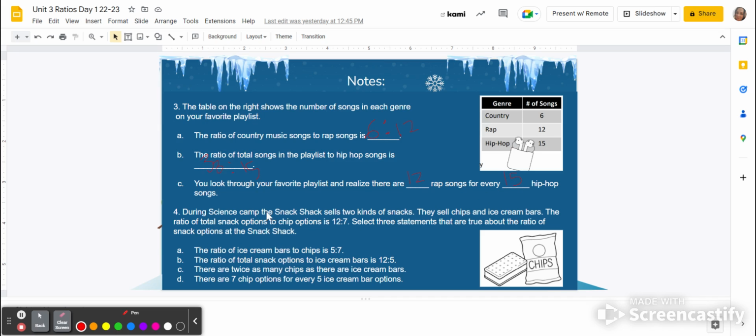Number 4 says, during science camp, the Snack Shack sells 2 kinds of snacks. They sell chips and ice cream bars. The ratio of total snack options to chip options is 12 to 7. Select 3 statements that are true about the ratio of snack options at the Snack Shack. So if I look, I have chips, I have ice cream bars, and I have, what's the other one? Ice cream bars in total.